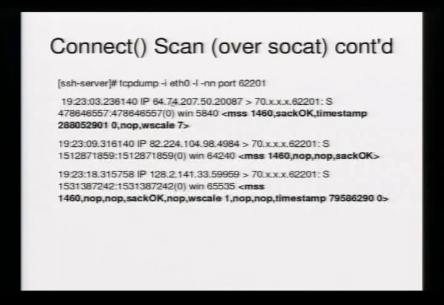We can see that the TCP options portion of the TCP header is a little bit different for each of these successive connections. The first one here is the 64.74.207.50 address. It begins with a maximum segment size of 1460, followed by selective acknowledgement is OK, etc.